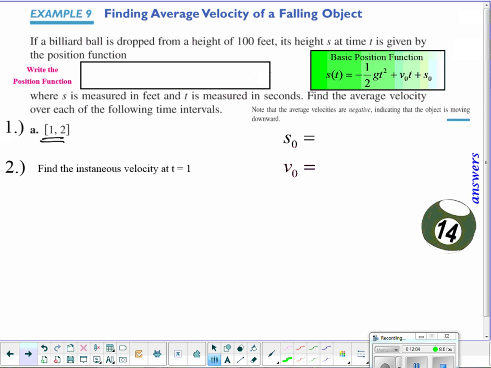So let's go back and read the problem. We're dropping a billiard ball from 100 feet. 100 feet would be where it starts, correct? That would be our s naught. So s sub 0 is 100 feet in the air. Its height at time t is given by the position function. Now, this ball was just in somebody's hand and then dropped, so it started from rest. It would have started with a velocity of 0 feet per second because it started at rest.